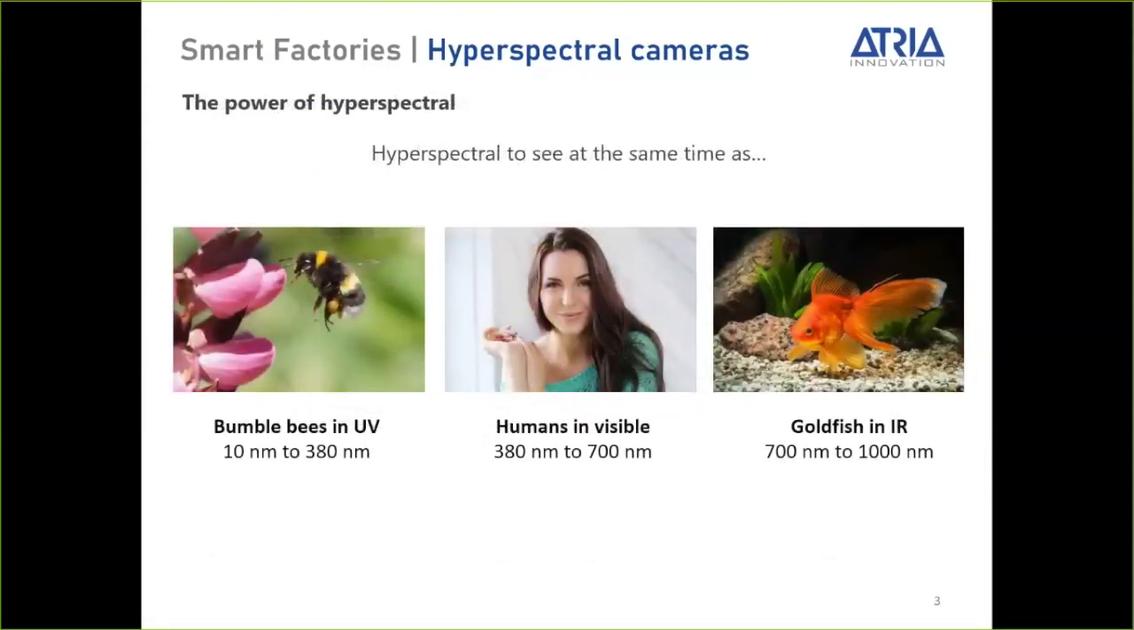The power of hyperspectral is that, as humans, we can see the visible range from 380 nanometers to 700 nanometers. But we have the advantage that we can see in other wavelengths, like for example a goldfish that sees in infrared from 700 nanometers to 1000, or bumblebees that see in ultraviolet from 10 nanometers to 380 nanometers. So we have the whole range.